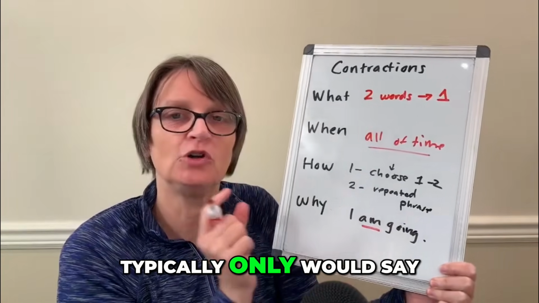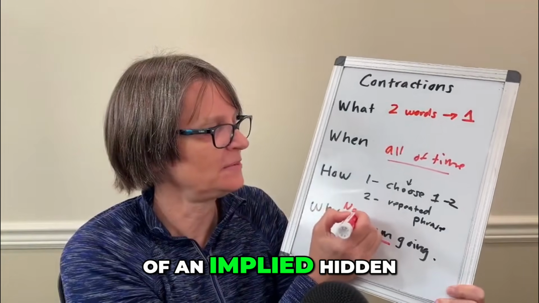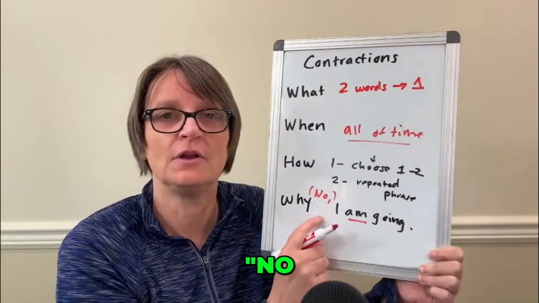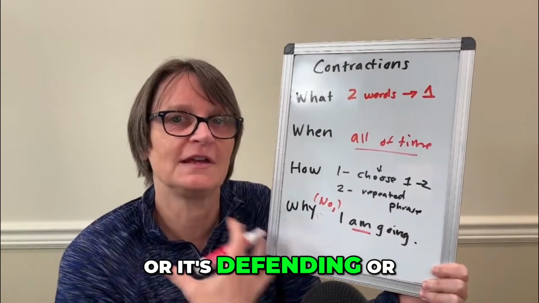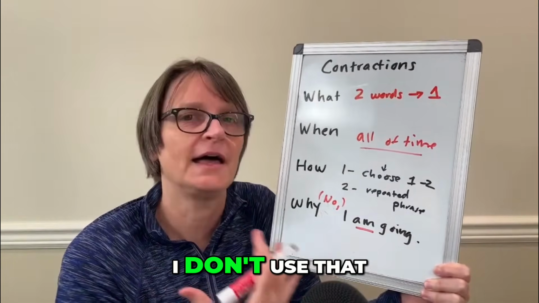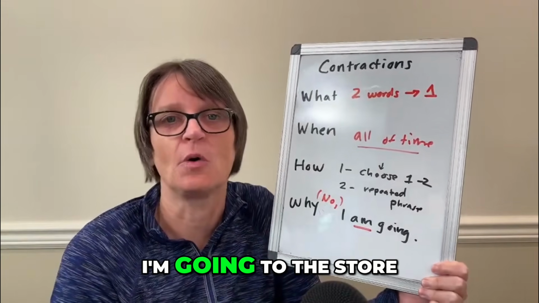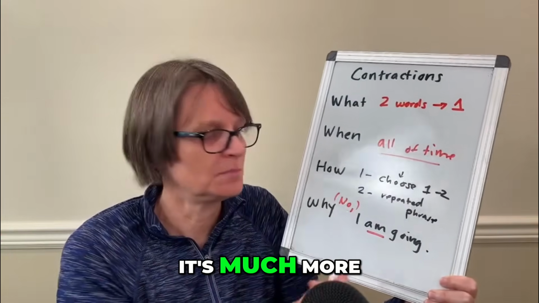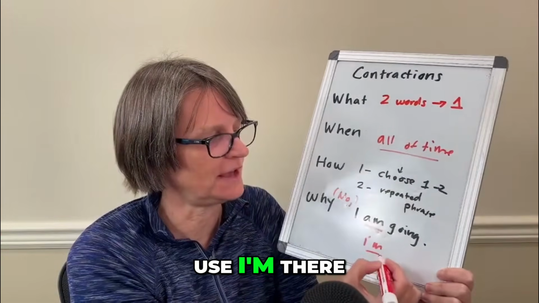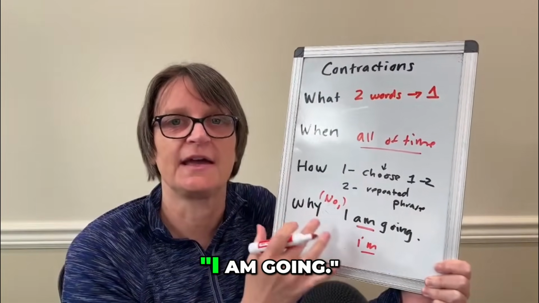They typically only would say the full word am if they were stressing on it. And then there's kind of an implied, hidden, no, I am going. It's a little bit argumentative, or it's defending or responding. I don't use that if I say I'm going. If I'm just saying, oh, I'm going to the store, I'm going shopping, I'm going out, it's much more natural and fluent to use I'm there. And the meaning changes a little bit sometimes if I say I am going.